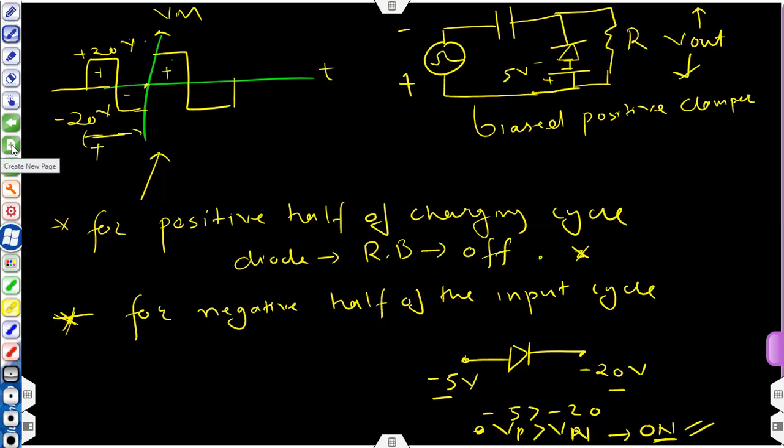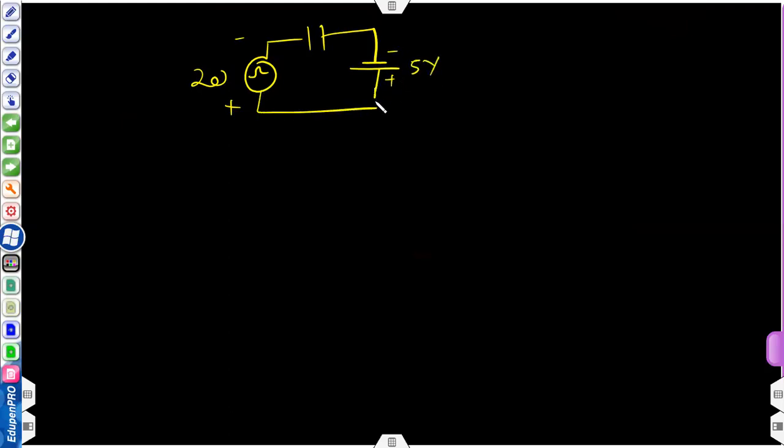Now when your diode is on, you replace it with the equivalent circuit. So minus plus, magnitude 20 volt, a capacitor, an on diode acts like a short circuit like this, and we have a minus plus 5 volt DC voltage source in series. Like this, and we have some resistor.